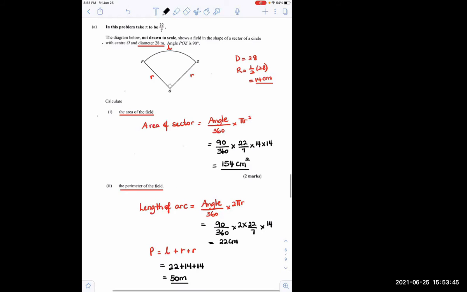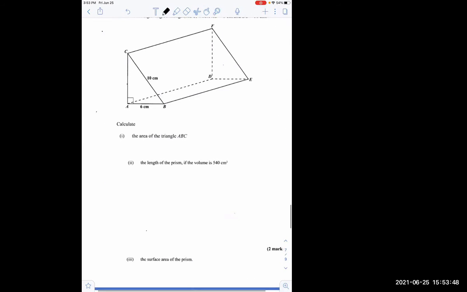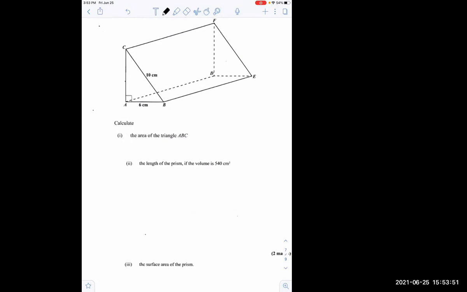Yes, miss. Keep going again. This is what we are interested in. This is a triangular prism. We are interested in surface area because that is what they say. And they bring in volume too, right? So let's go. We want the area of the triangle. For us to find the area of the triangle, we need to know the base and the height. Right now, we know the hypotenuse and the base. So we need to find the length of the height.